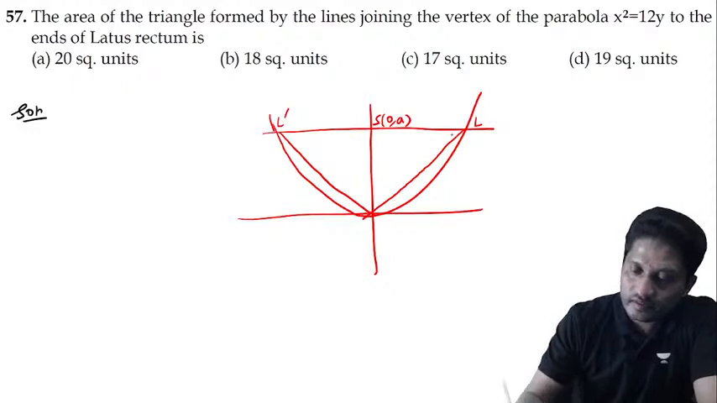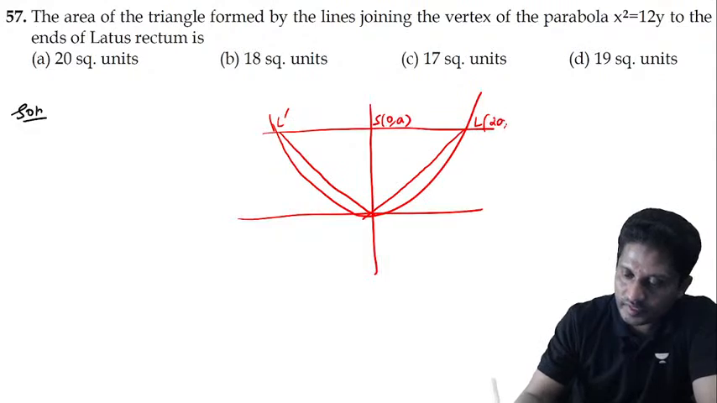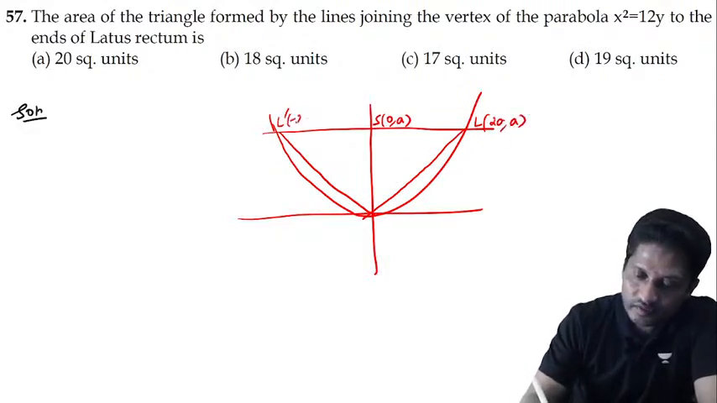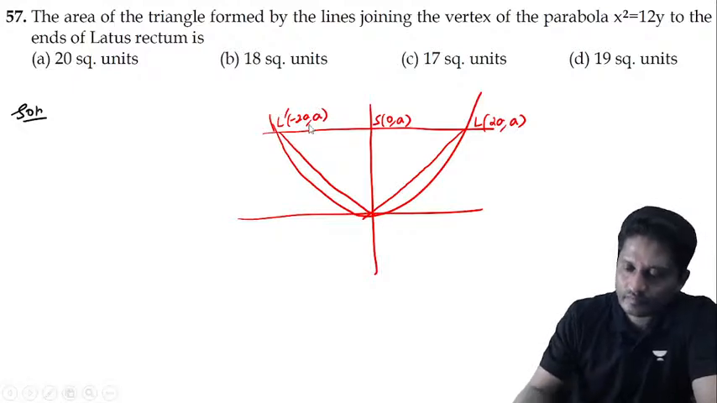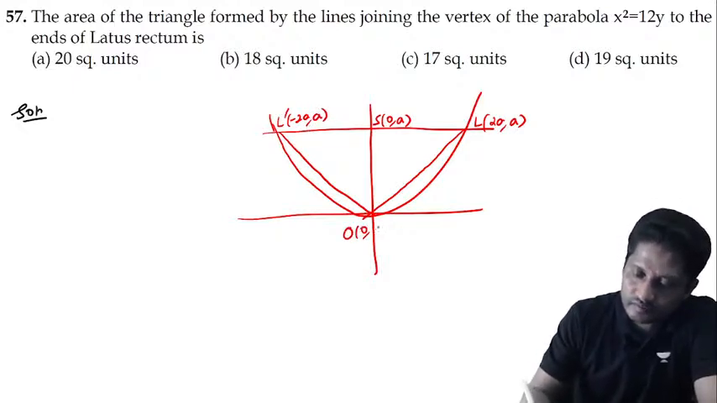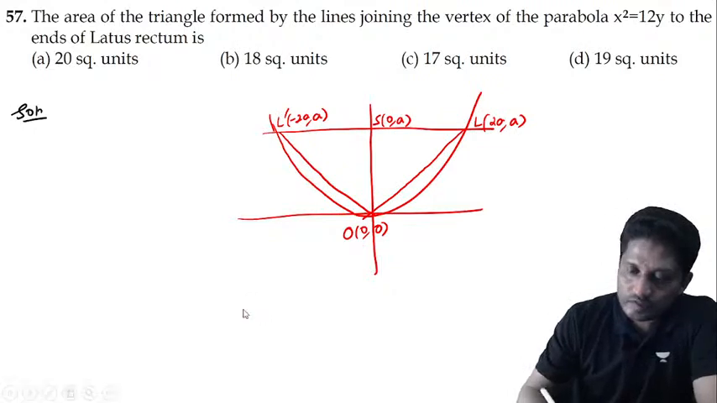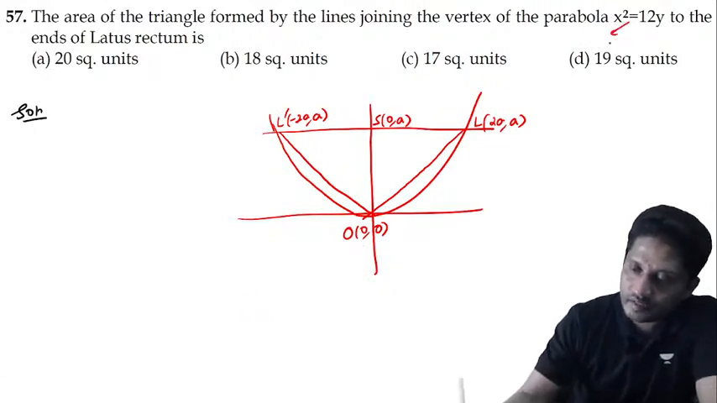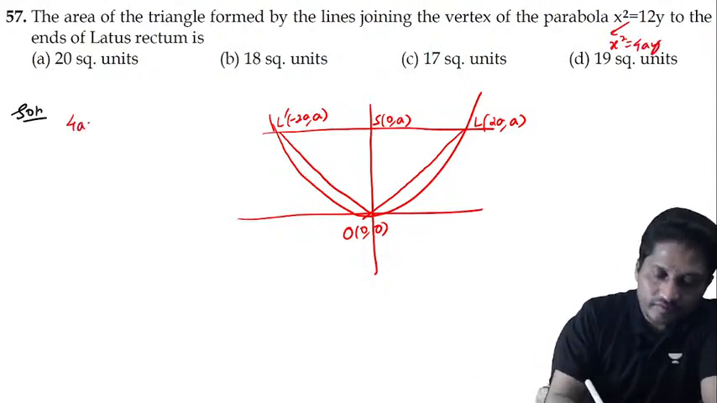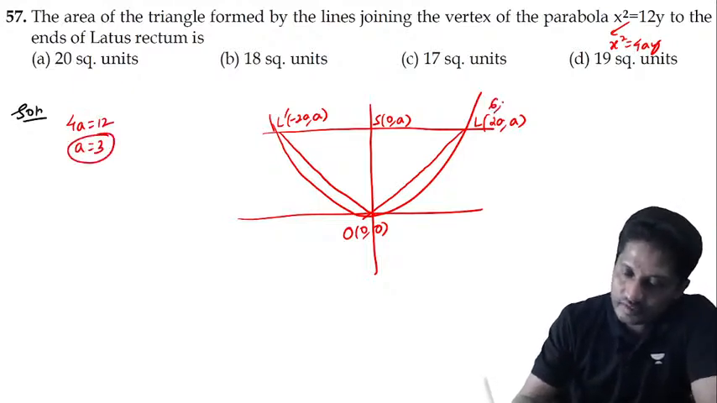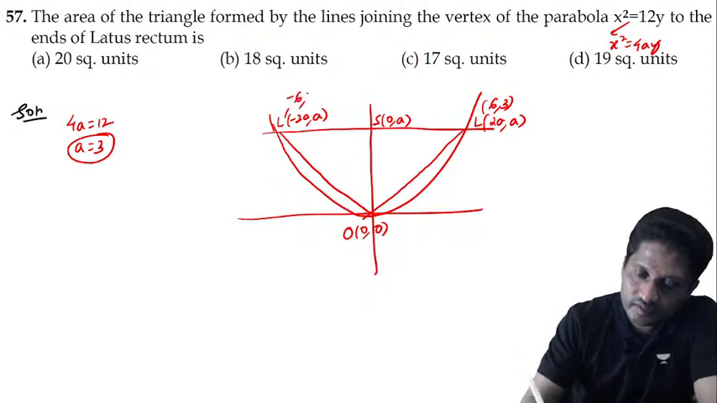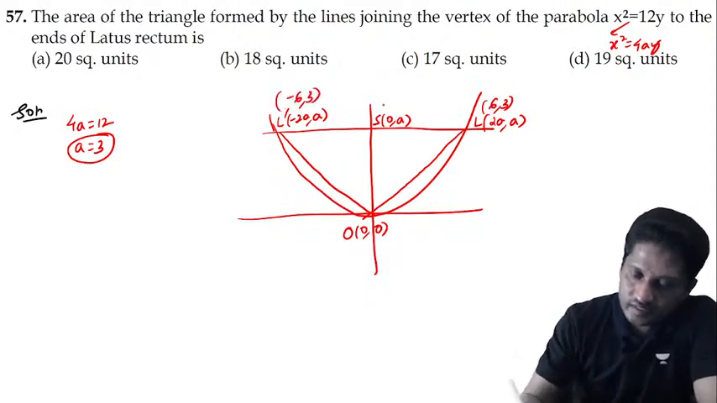Area of the triangle. Now the ends of the latus rectum are 2a comma a and minus 2a comma a. This is 0 comma 0. Compare this parabola with x square is equal to 4ay. You get 4a is equal to 12, which means a is equal to 3. Ends of the latus rectum are 6 comma 3 and on the left side minus 6 comma 3. Then this is 0 comma 3.